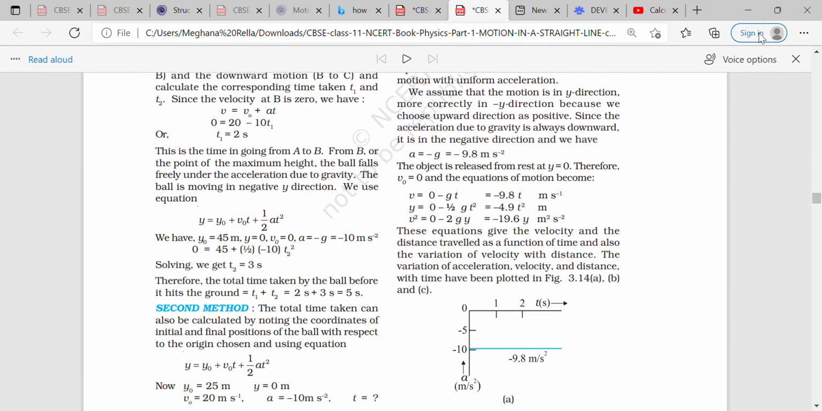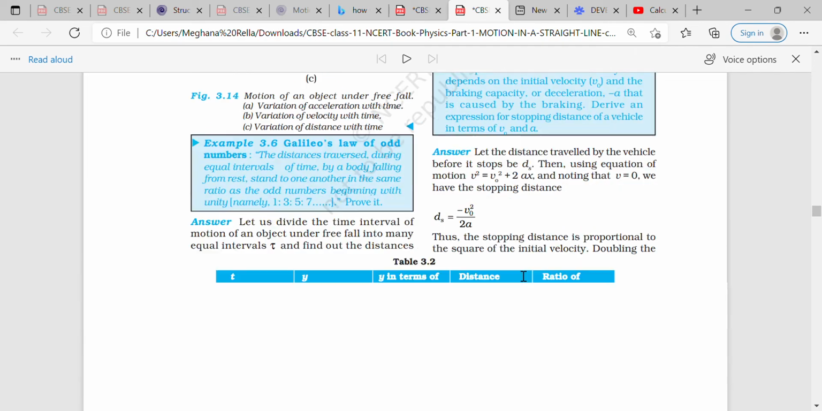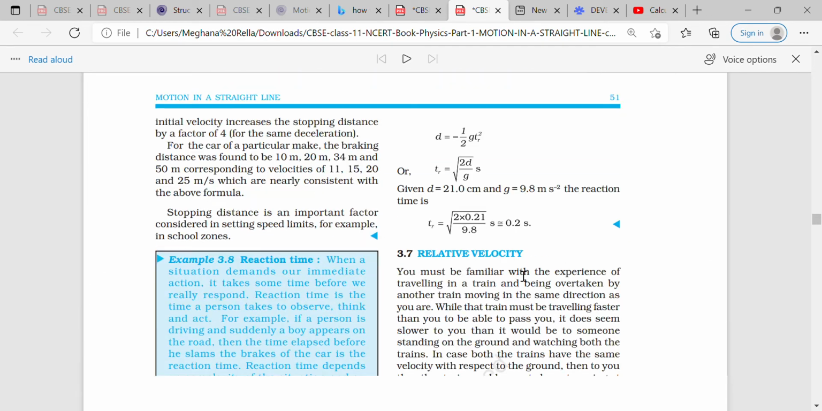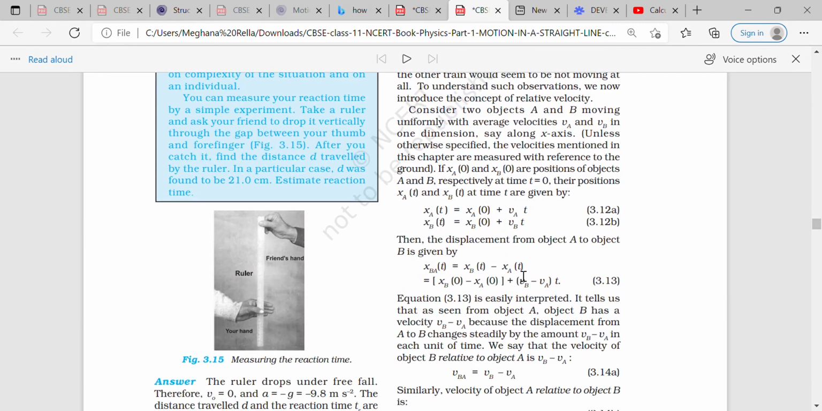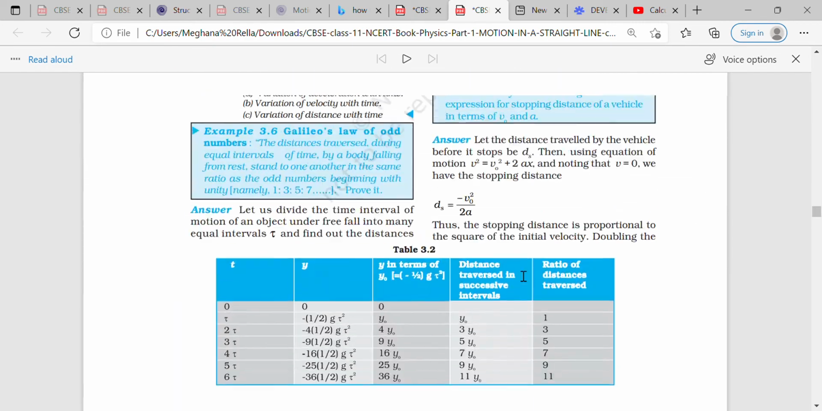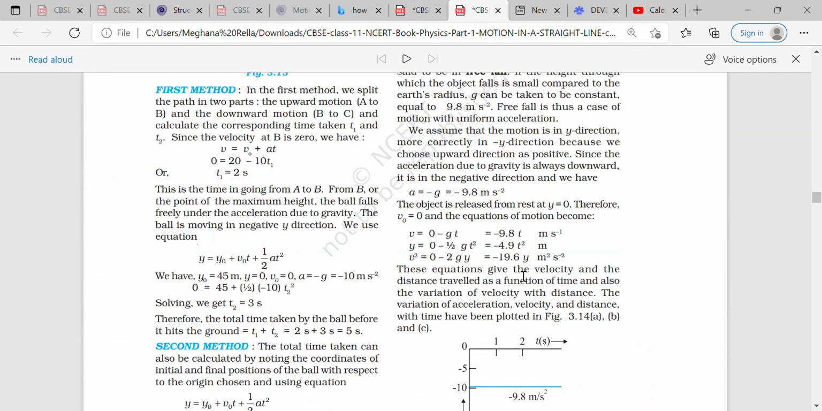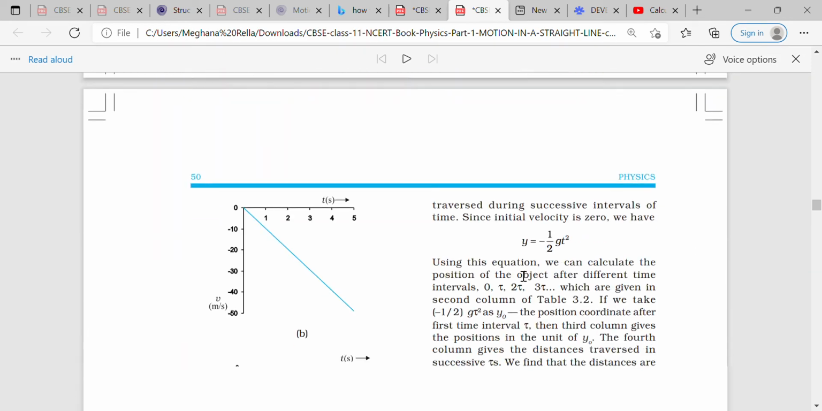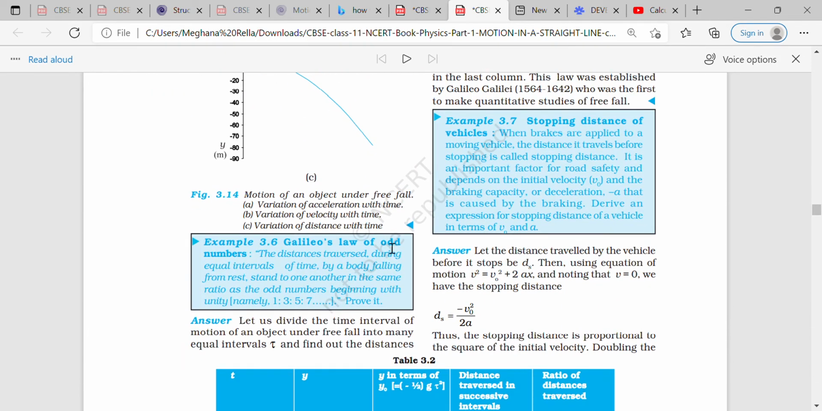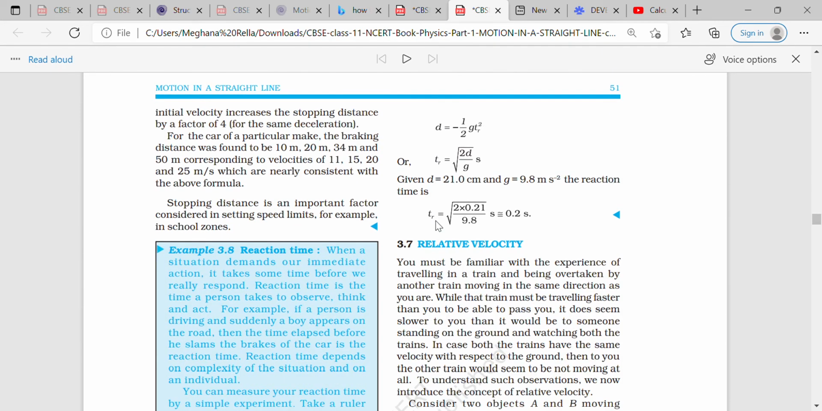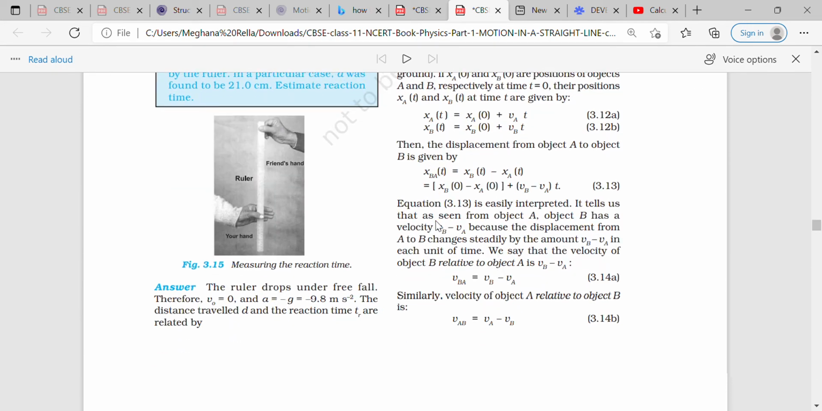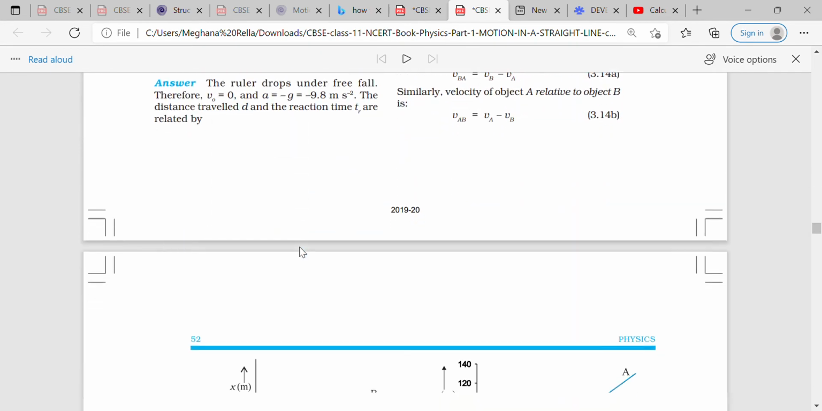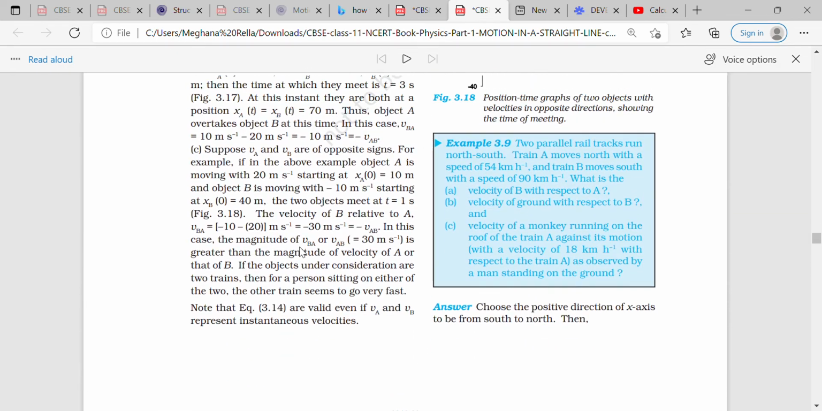We'll continue for the first method and the second method fully in the next part, and we'll also finish all of these examples and also reaction time, and then start relative velocity in the next part.